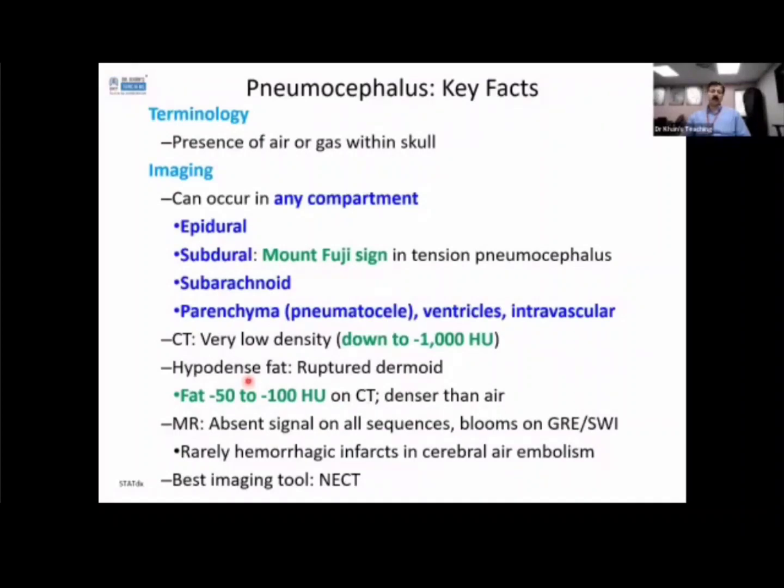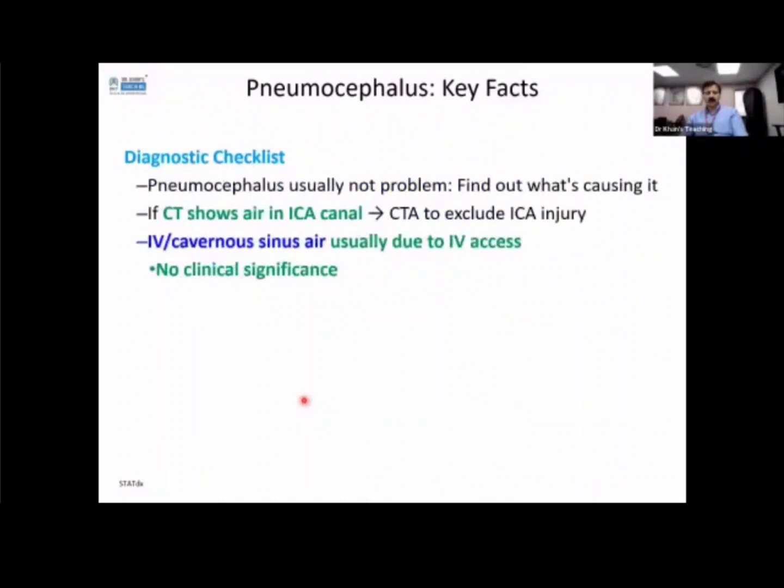In your exam, you will ask the examiner that you want to check the Hounsfield unit. Air will be minus 700, 800, minus 1000. And fat will be anywhere between minus 50 to minus 100. And please remember in your clinical practice, many times you will see air in the cavernous sinus. Usually it is because of IV access. Usually it is of no clinical significance. You can see this air quite.